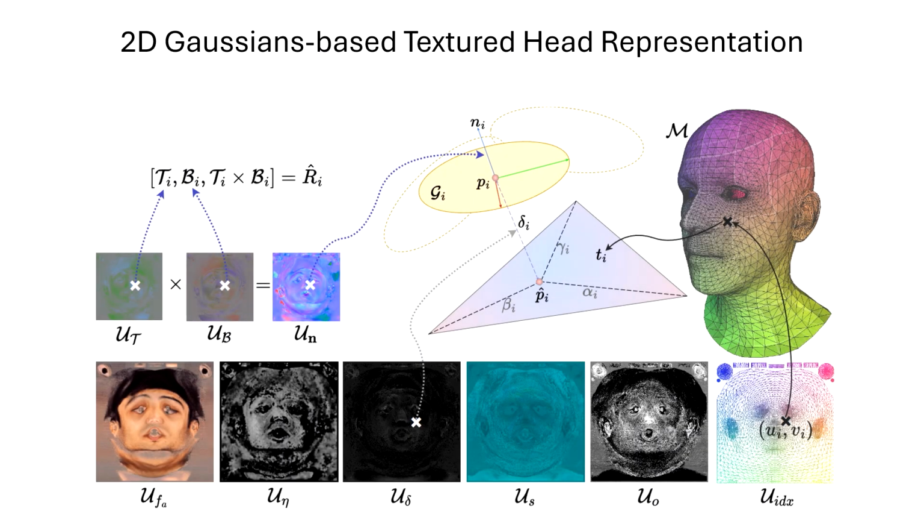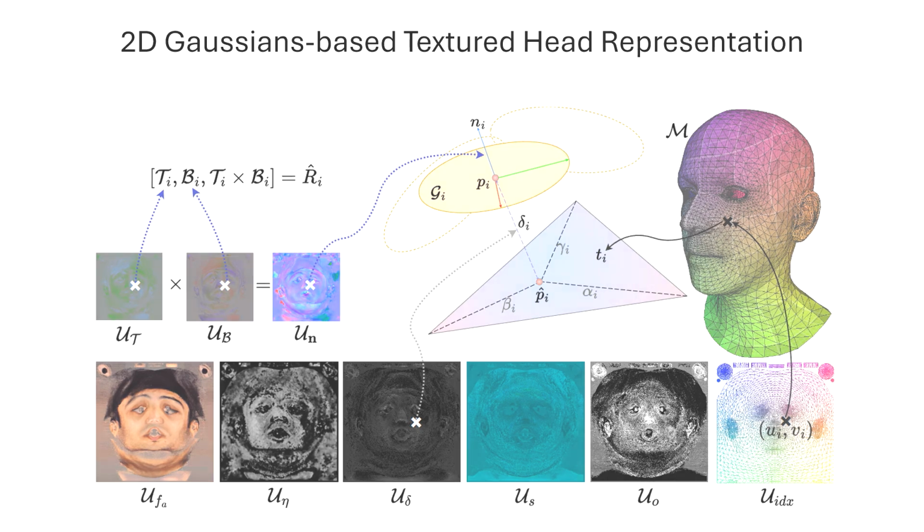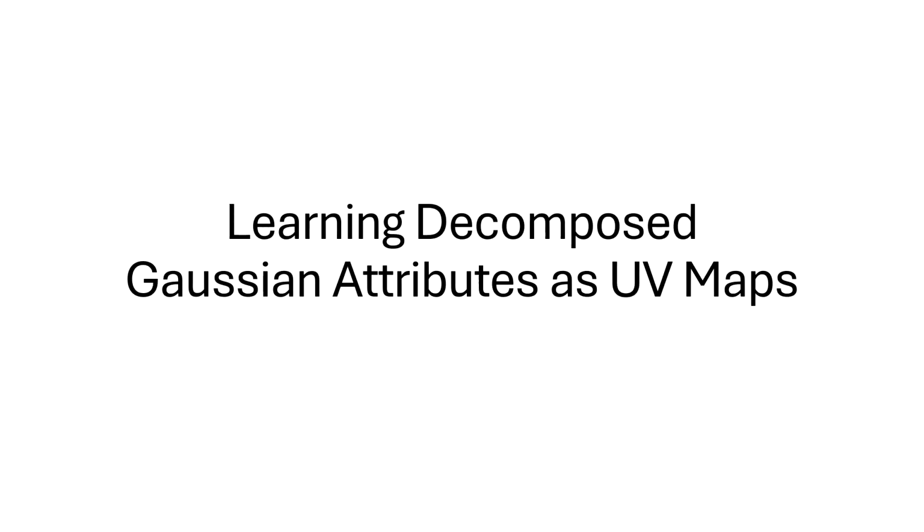Unlike popular 3DGS-based parametric head representations, which suffer from surface noise, we propose a novel 2DGS-based textured head representation, where we embed all of the attributes of the 2D Gaussians in the UV space of the FLAME head mesh. We now explain the proposed method to learn the decomposed Gaussian attributes in the form of UV maps.